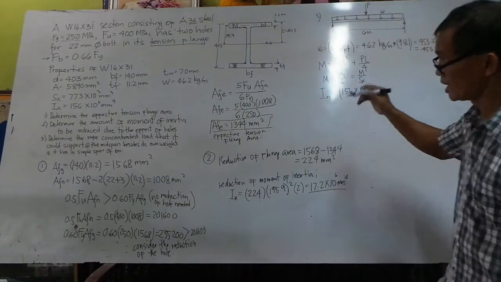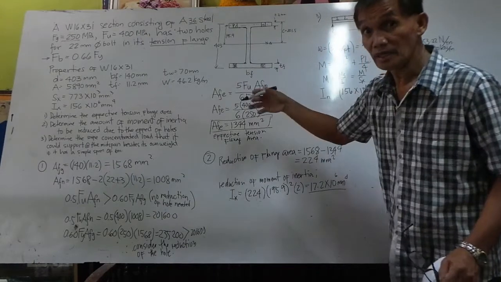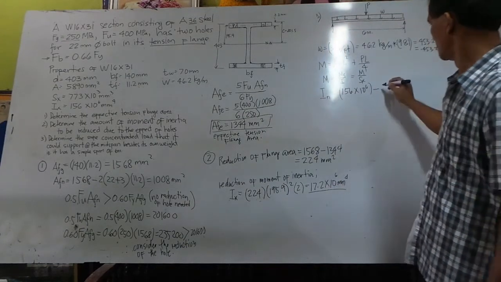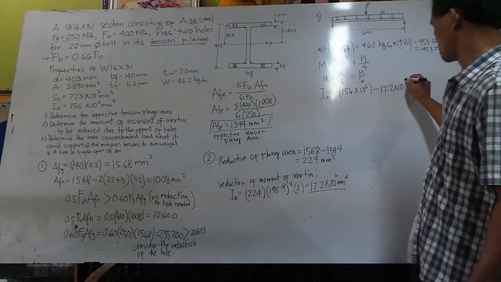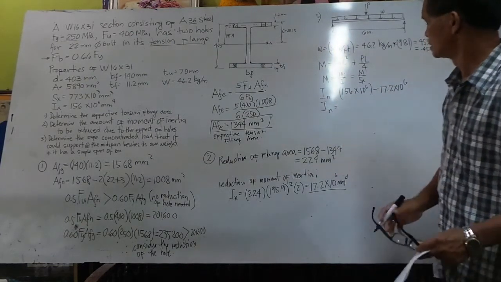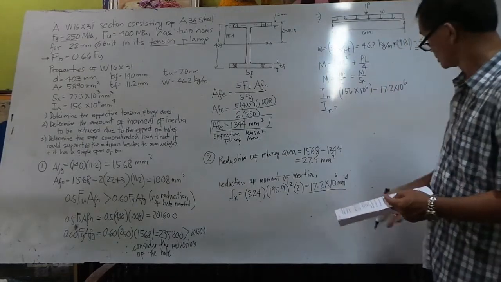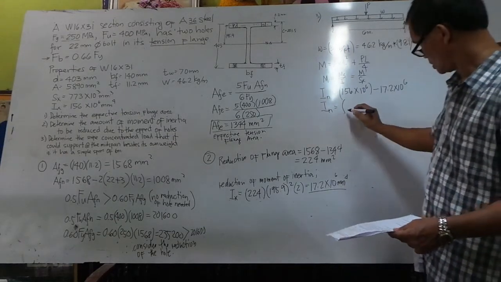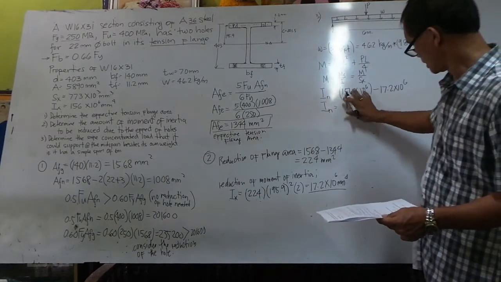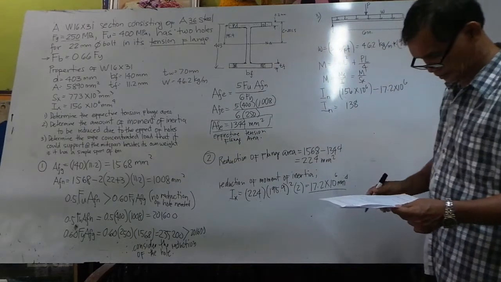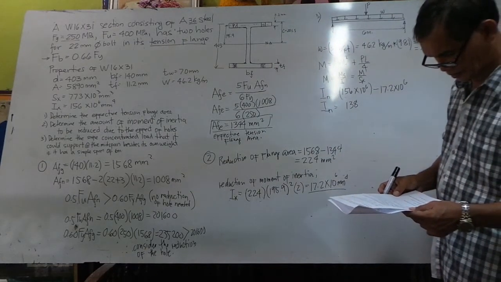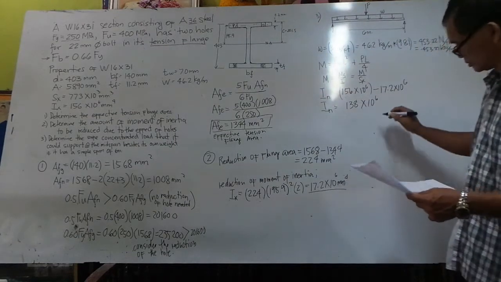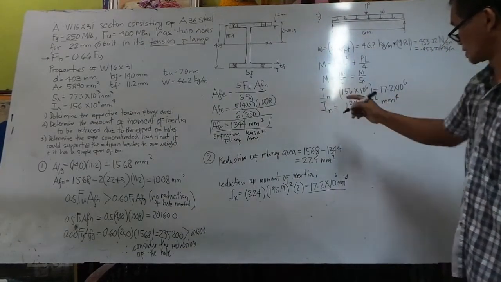So that is the moment of inertia of the wide flange without holes. Since there are holes, there is a reduction, so minus 17.2 times 10 to the 6. So you have your net moment of inertia. The result is 138 times 10 to the 6 mm to the 4. So you will substitute that to this formula.